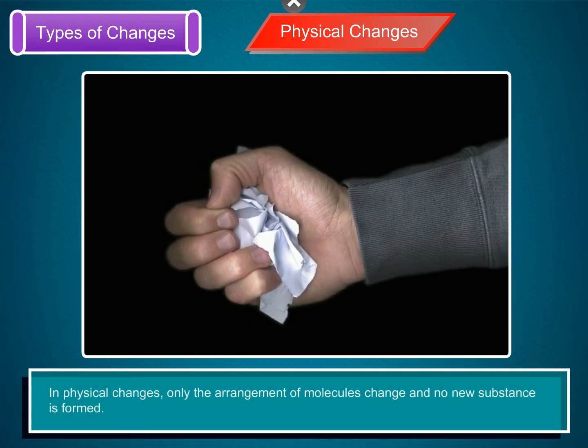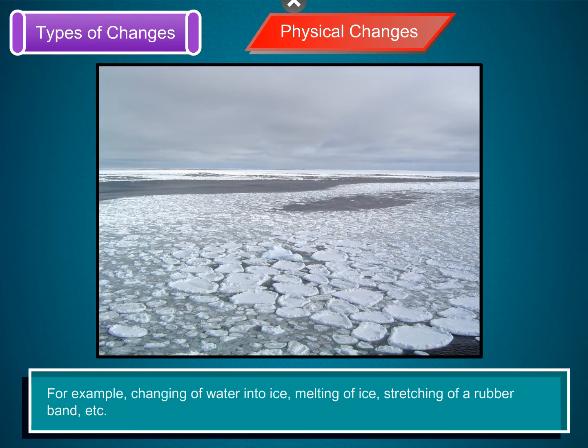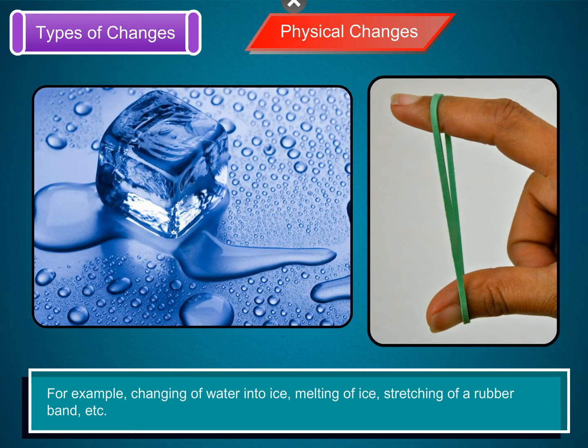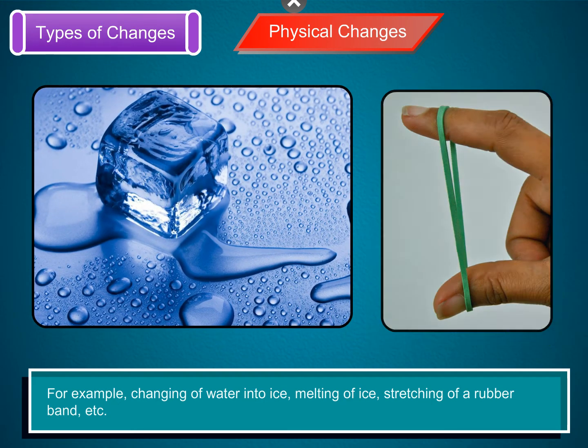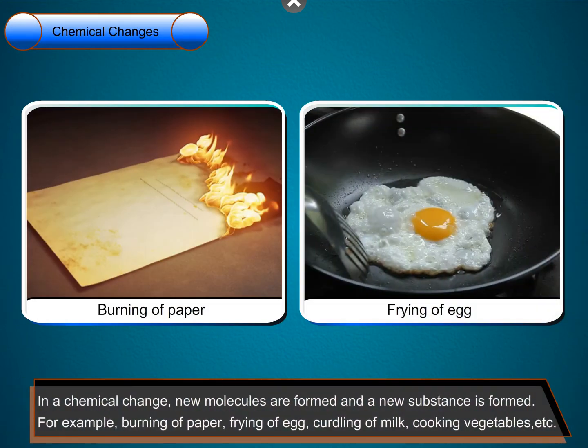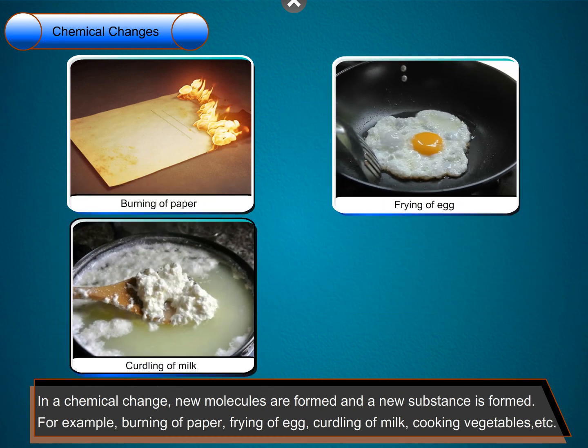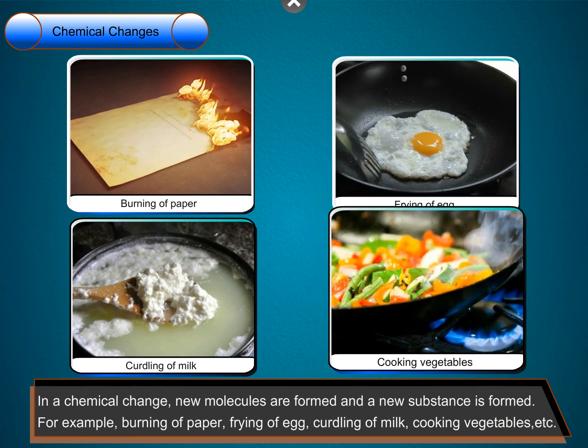In physical changes, only the arrangements of molecules change and no new substance is formed. For example, changing of water into ice, melting of ice, stretching of a rubber band, etc. Chemical changes. In a chemical change, new molecules are formed and a new substance is formed. For example, burning of paper, frying of egg, curdling of milk, cooking vegetables, etc.